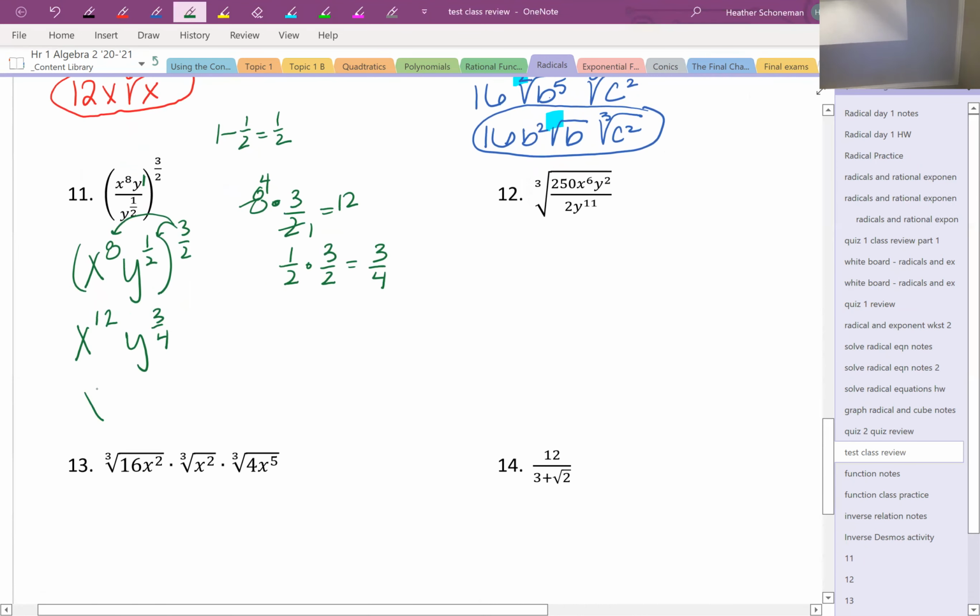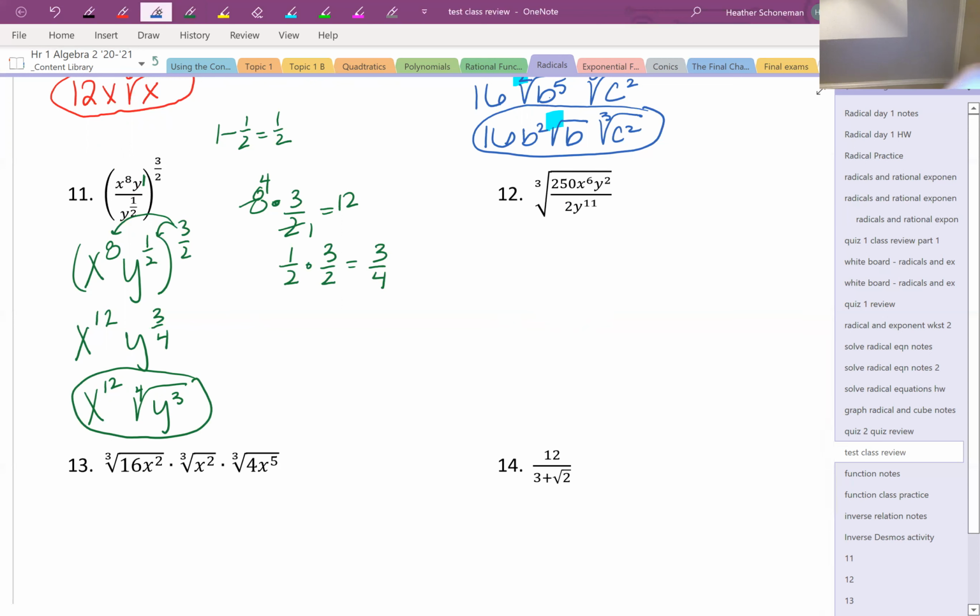So now when I simplify, I'm going to have x to the 12. Y goes in the radical, 4 on the shelf, 3 is my exponent. Now we can check. Do we have groups of 4 in 3? We do not, so we're good to go.